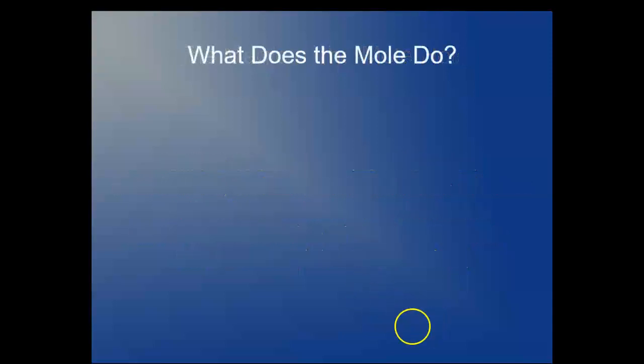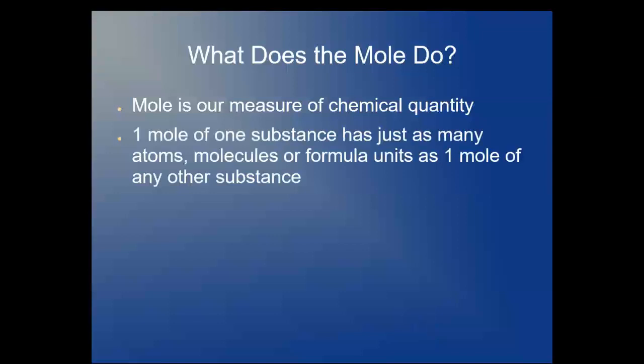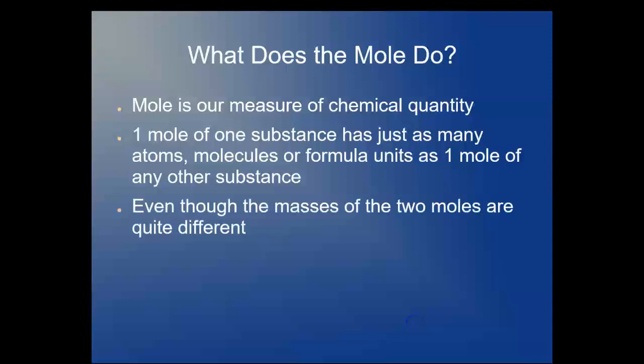What does the mole do? Mole is a measure of chemical quantity. 1 mole of one substance has exactly as many atoms, molecules, or formula units as 1 mole of any other substance. So you're counting here. Now the masses of the 2 moles might be quite different. For instance, hydrogen molecules all together in a mole are 2 grams, whereas oxygen is 16 times larger, 32 grams.